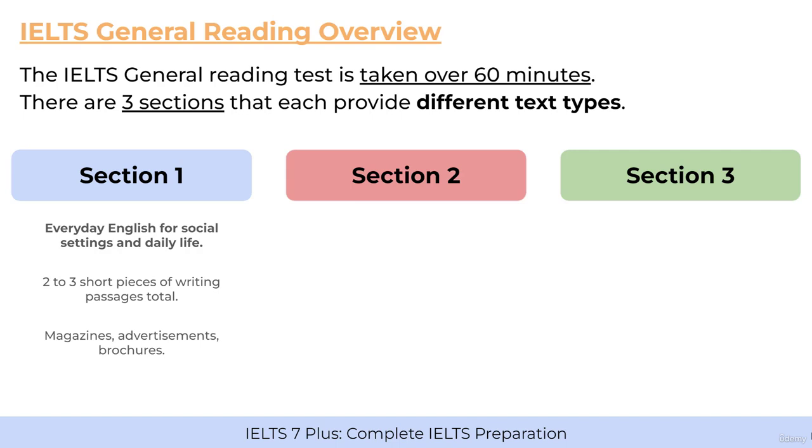Again, section 1 focuses on everyday English. Section 2 is a slightly different focus, and it's work related. Now, it kind of makes sense because IELTS General is all about living in another country, working or training in another country, so the reading mirrors that. So section 2, work-related English reading passages. Previously I said there might be 3, but it's very rare. There's normally 2 short reading passages within section 2. So 2 or 3 for section 1, pretty much always 2 reading passages for section 2.